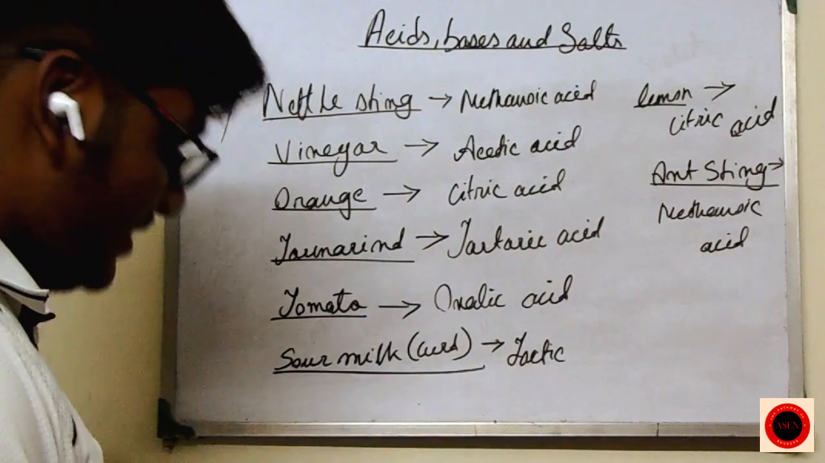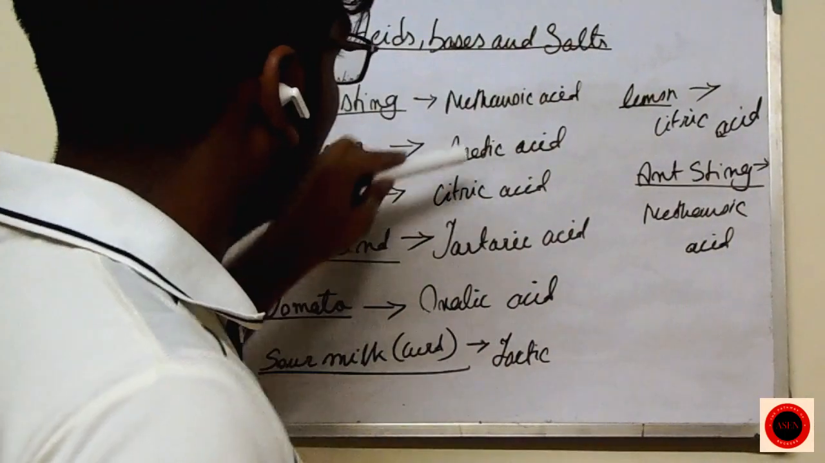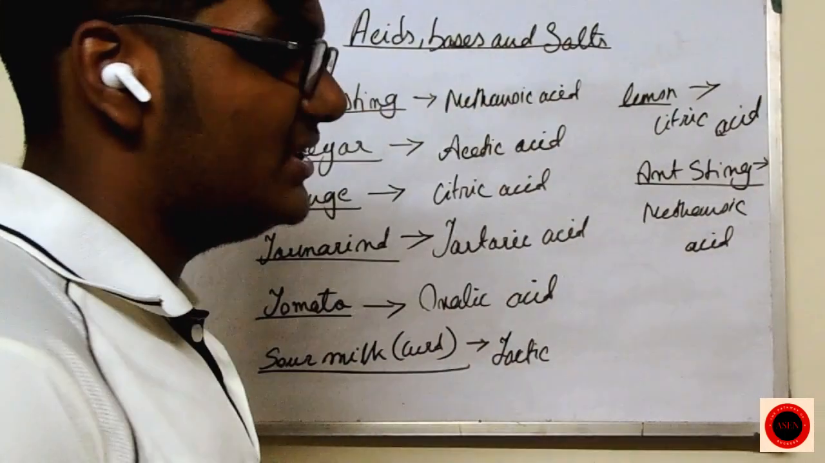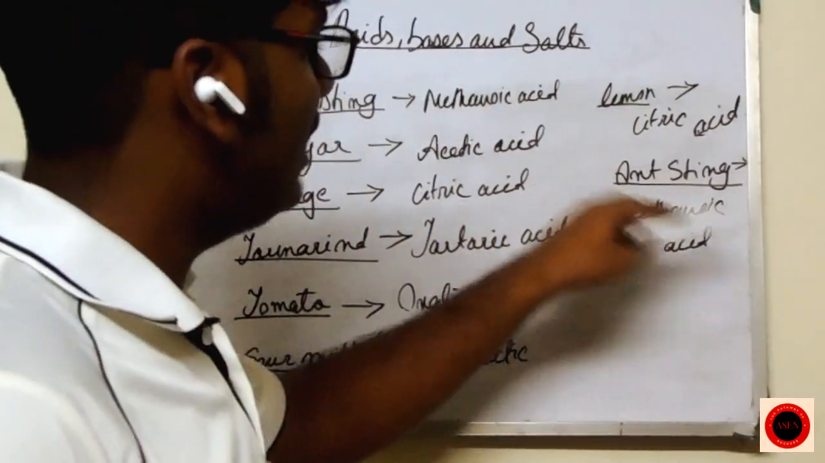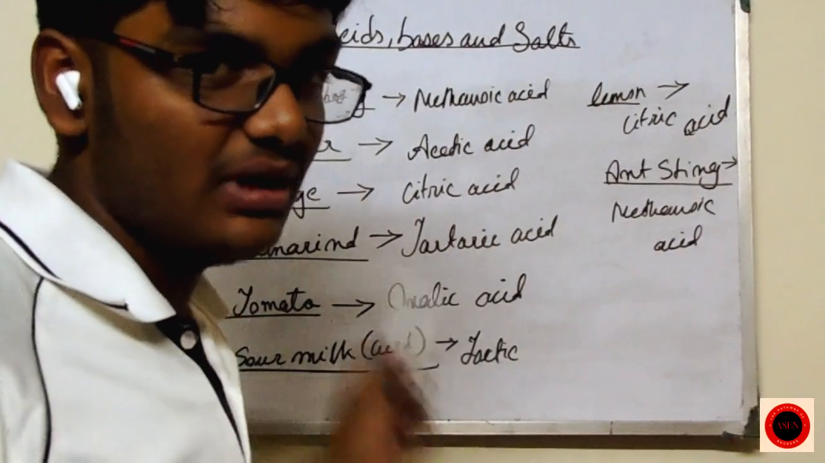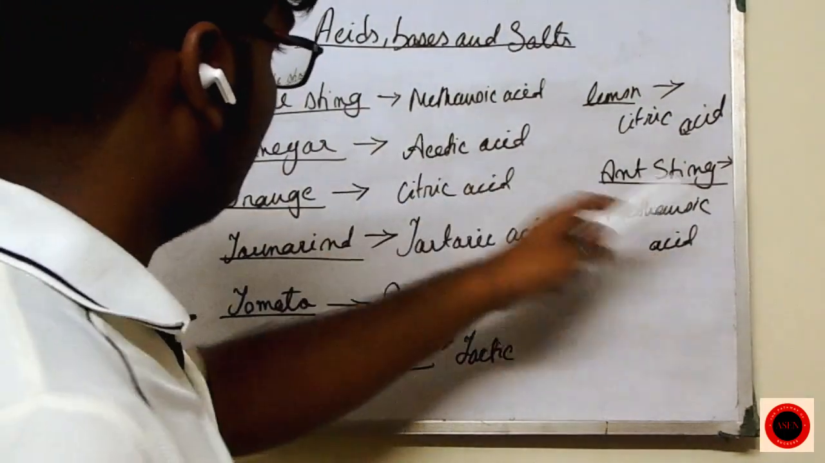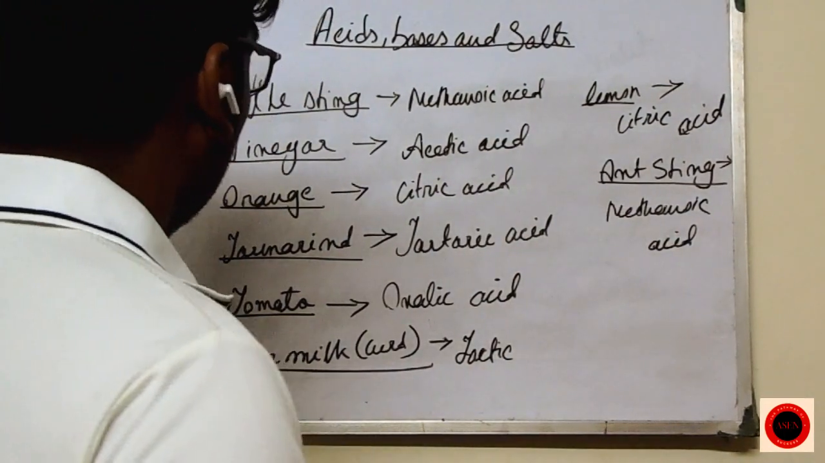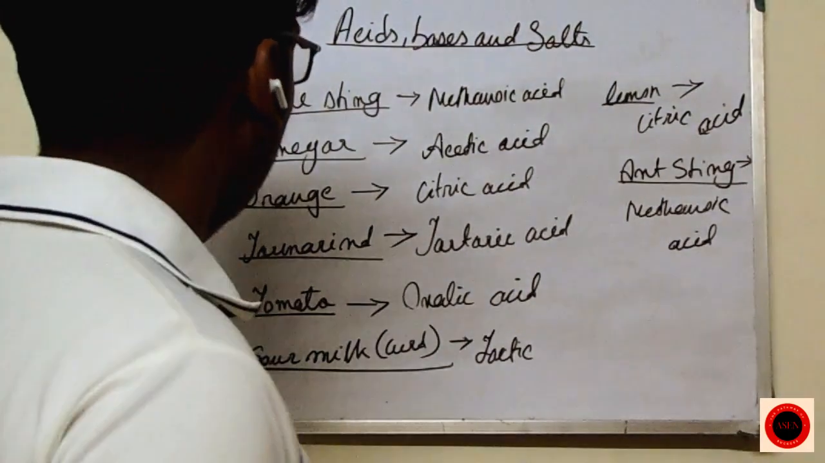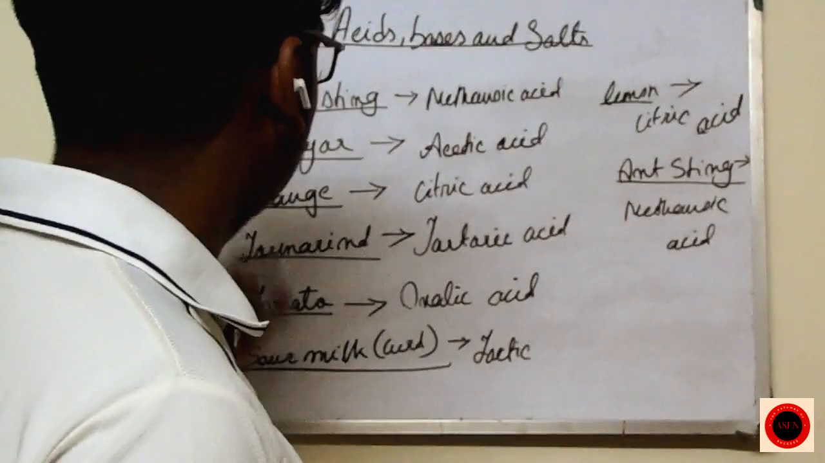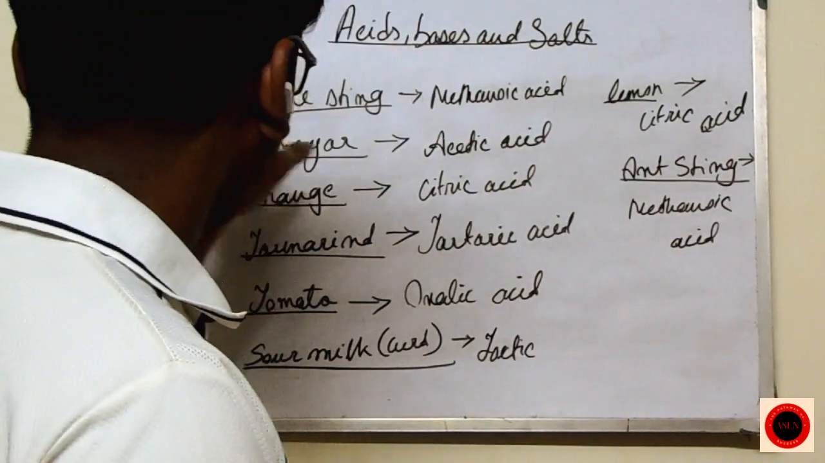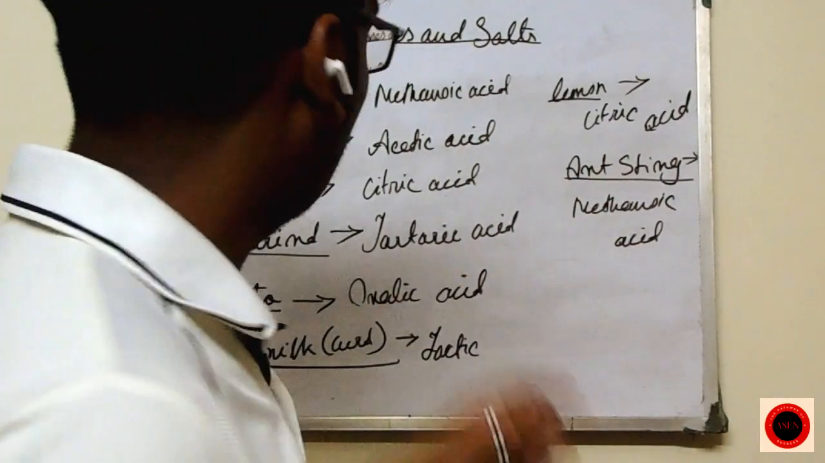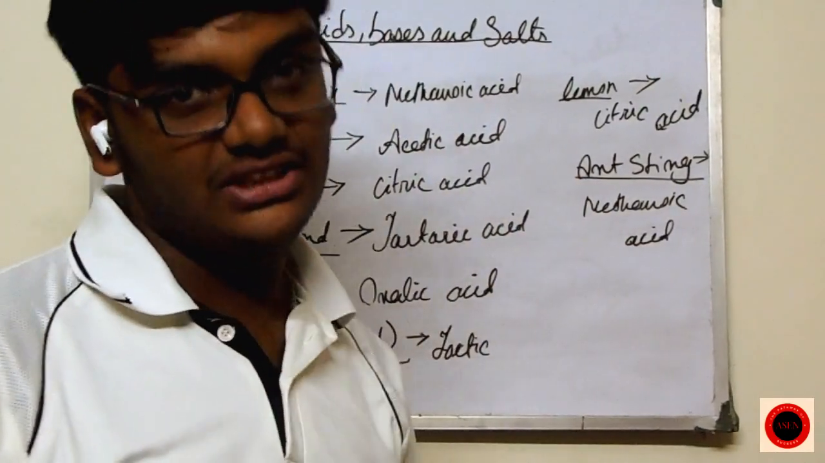This can come in two ways. Methanoic acid is present in which things? You have to write nettle sting or ant sting, or you can write both. Now it can also come in this way: which acid is present in nettle sting or ant sting? Then you have to write that methanoic acid is present.